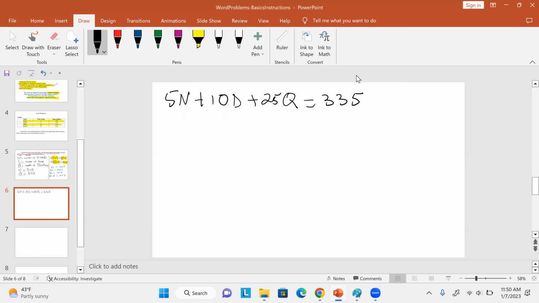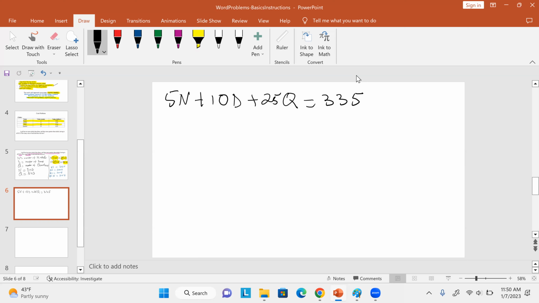5n, because n is the number of nickels. If I know the number of nickels and I want to know how much this is in cents, I multiply by 5. If I know the number of dimes and I want to know how much it is in cents, I multiply by 10 cents. If I have the number of quarters and I want to know the value, I multiply by 25 cents. And doing this, the total will be 335 cents.